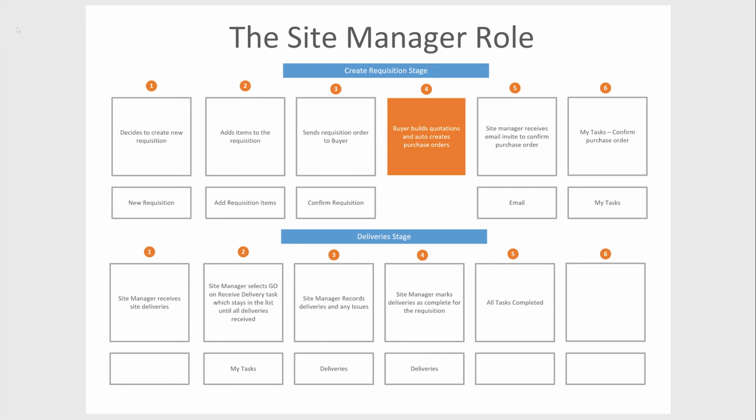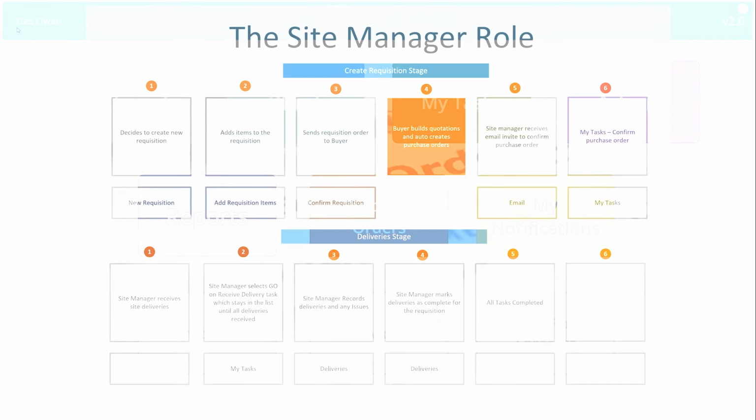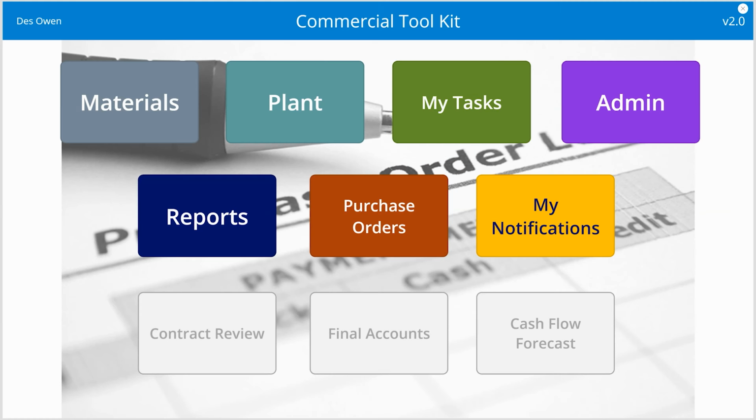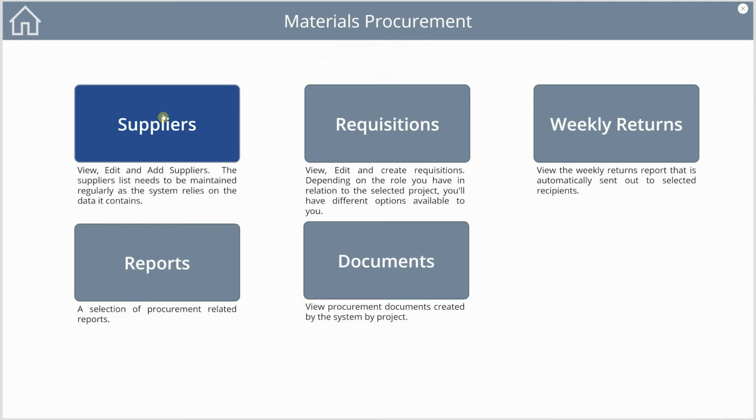Now, let's see all this in action. Thanks, Brooke. I'll take it from here. Our site manager, John, decides he needs to create a materials requisition. John opens up the Commercial Toolkit and clicks the large button, marked Materials. He then clicks the button marked Requisitions.